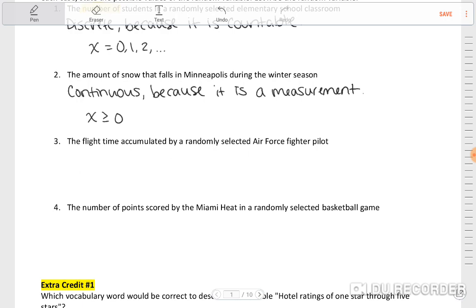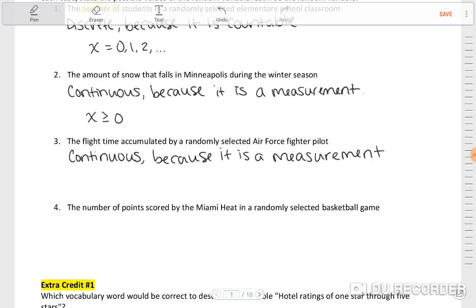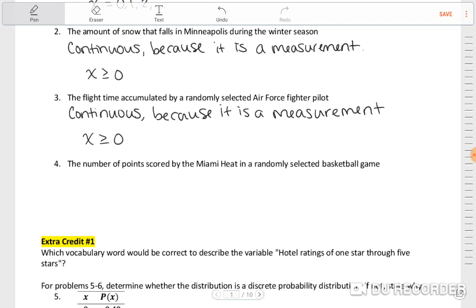The flight time accumulated by a randomly selected Air Force fighter pilot. So this also is continuous because it is a measurement. Because decimals make sense here, fractions make sense. Measurement, okay. And then for the same reason as number 2, this can be greater than or equal to 0 because we're talking about time. Time could be 0 or positive, but it can't be negative.